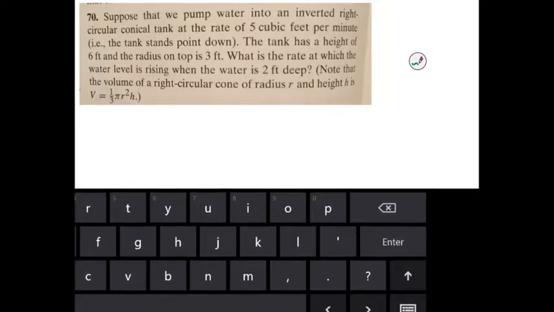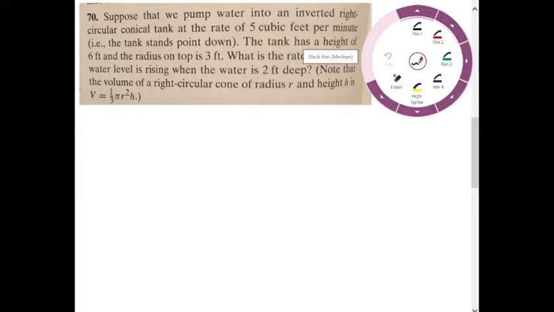So for our next example, we're going to use this word problem. We're pumping water into an inverted right circular conical tank at the rate of 5 cubic feet per minute. The tank has a height of 6 feet and the radius on top is 3 feet. We're trying to find the rate at which the water level is rising when the water is 2 feet deep. And they give us the formula for the volume of the cone. So first, let's draw a picture.